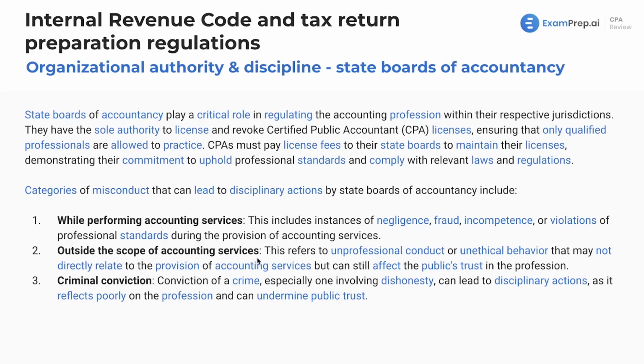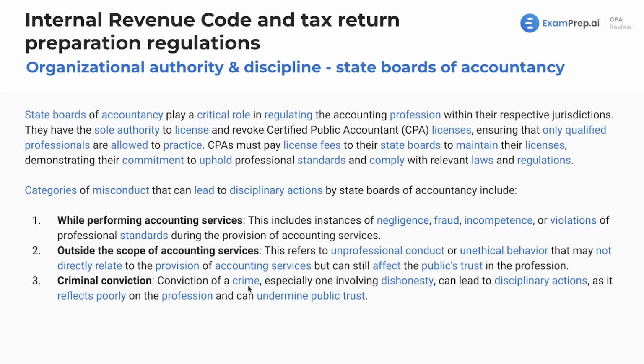Outside the scope of accounting services, this refers to unprofessional conduct or unethical behavior. So even if, unfortunately, you get a DUI or crash your car, or harm someone, or let's say you commit fraud outside of the accounting world, you do something bad in the world, even though that's not related to accounting, they can still suspend your license if it does something contrary to the CPA bylaws. It can still affect the public's trust in the profession. So that's a big gray area. It's not our job to understand what would actually get you kicked out. But yeah, don't do anything bad out there.